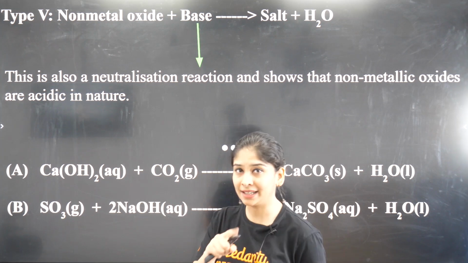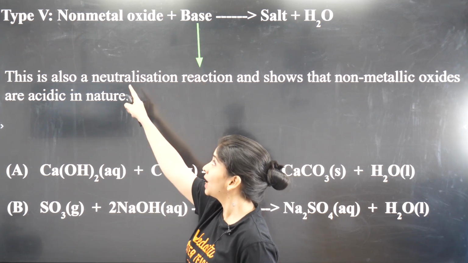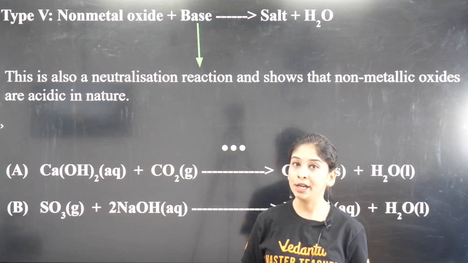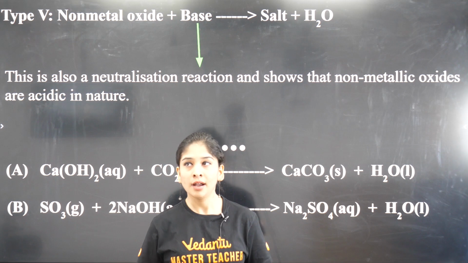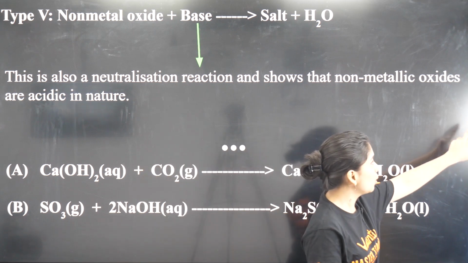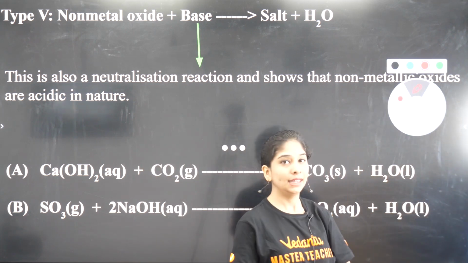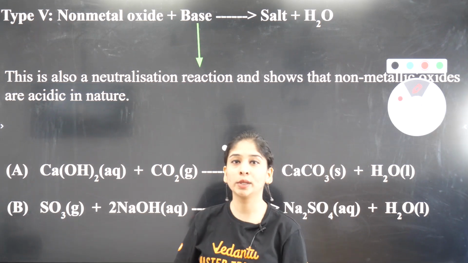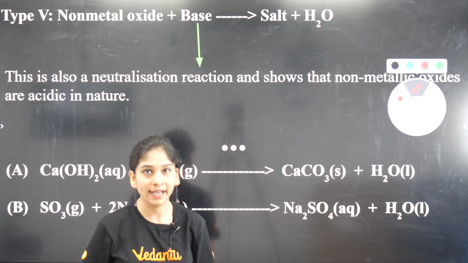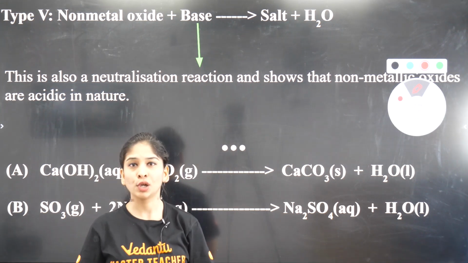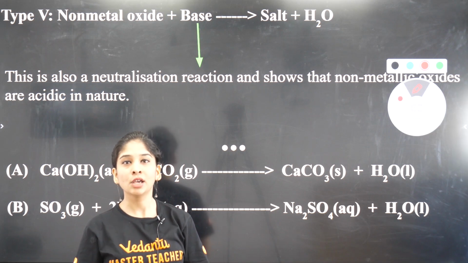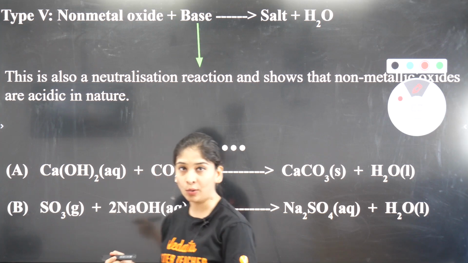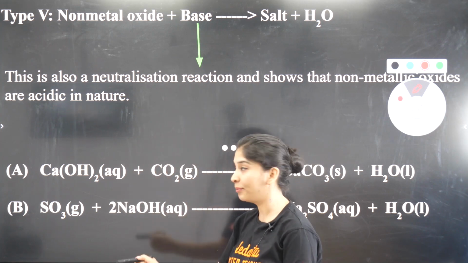Base with what? Metal. Now base can also react with the non-metal oxides in the same way. Means it is also a kind of neutralization. How come? Let's see. Because whenever base is going to react with non-metal oxide, there is also a formation of salt and water. We can prove it by having an example.